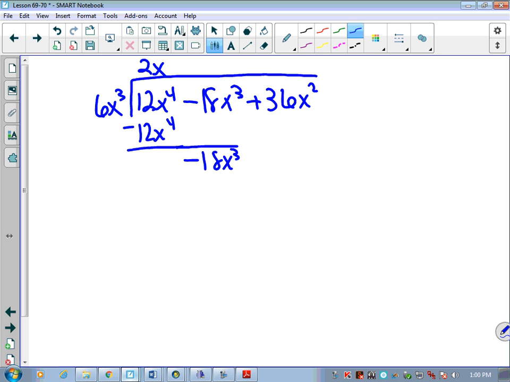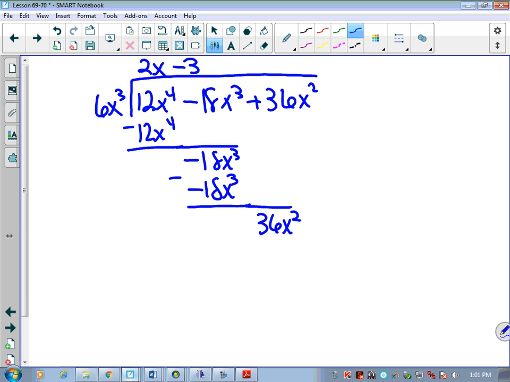Now, what would I have to multiply 6 by to get negative 18? Negative 3. And it's already x cubed, so I actually don't need an x there. That's going to make it negative 18x cubed. Whenever I subtract, those things are going to cancel. I'm going to bring down 36x squared.